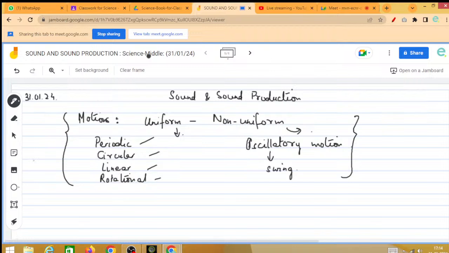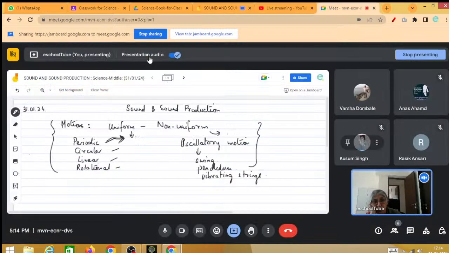Then, Miss, that pendulum. Pendulum, okay. And vibrating strings. Okay. What about periodic? Is it periodic motion? It is oscillatory motion, but is oscillatory motion periodic or not? What do we mean by periodic motion? You only said periodic motion, ma'am, right? What do we mean by periodic motion?